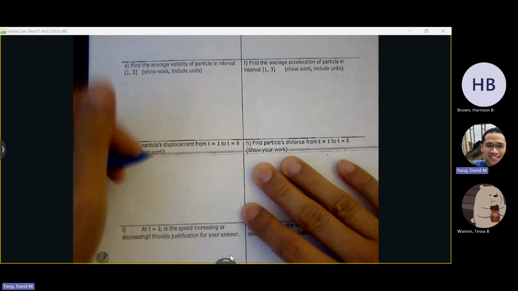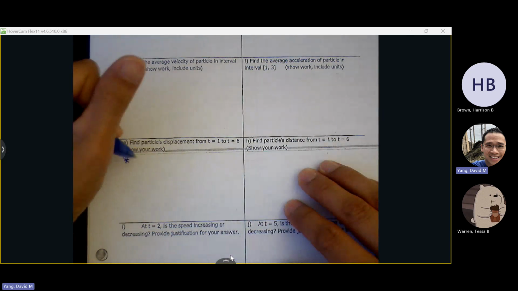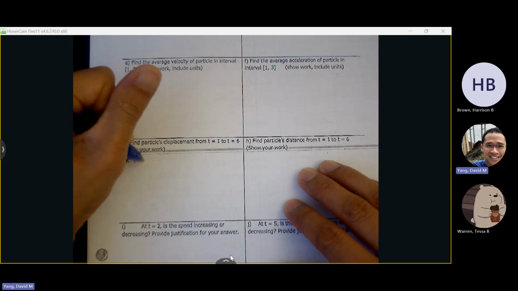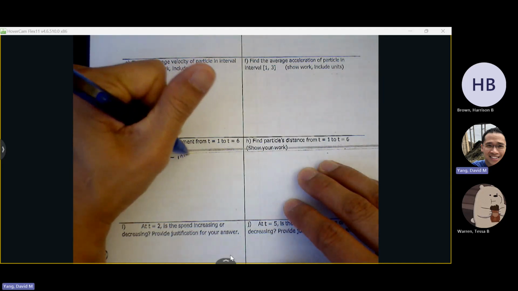So displacement is just final position minus initial position. We don't touch velocity. We don't divide by time. So it's just final position minus initial.